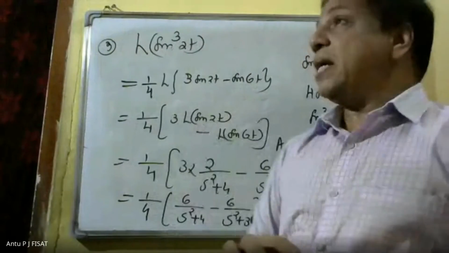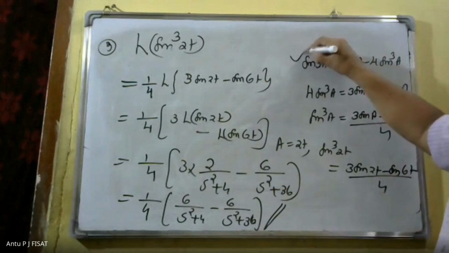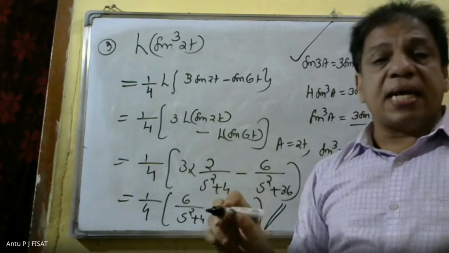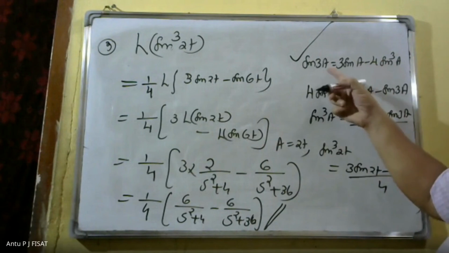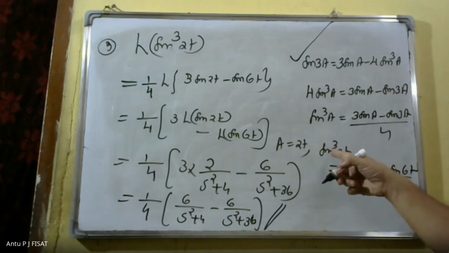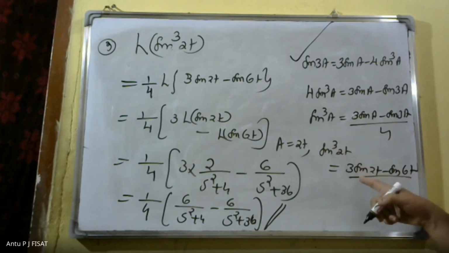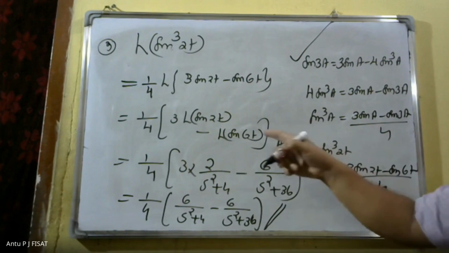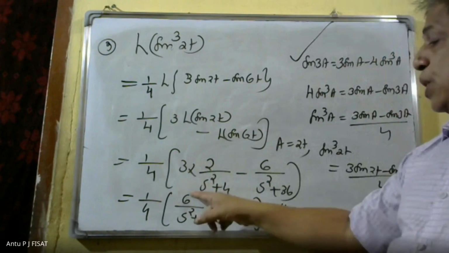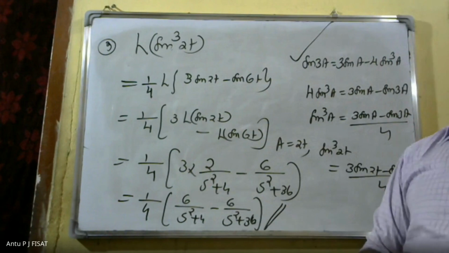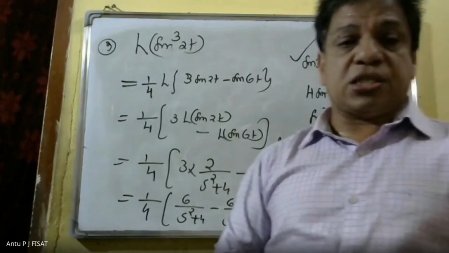Above, here we apply the trigonometric identity sin 3a is equal to 3 sin a minus 4 sin cubed a. From this standard result, we can arrive at sin cubed 2t is equal to (3 sin 2t minus sin 6t) by 4. Apply that standard result. Finally, we get the answer as 1 by 4 into (6 by s square plus 4 minus 6 by s square plus 36). Okay.